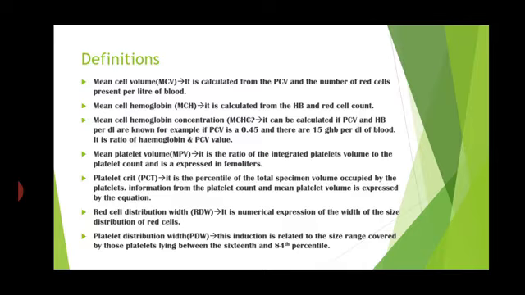Red cell distribution width, that is RDW. It is a numerical expression of the width of the size distribution of red cells. Platelet distribution width, that is PDW. This is related to the size range covered by those platelets lying between the 16th and 84th percentile.